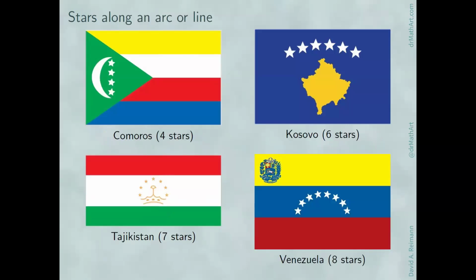We also have stars that are along an arc or a line. So, for example, Comoros, we have four stars that are aligned vertically. Or Kosovo, there's an arc of stars. Same with Tajikistan and Venezuela. These countries all have an arc of stars that are corresponding to some number. And again, we can do that for any number of stars.